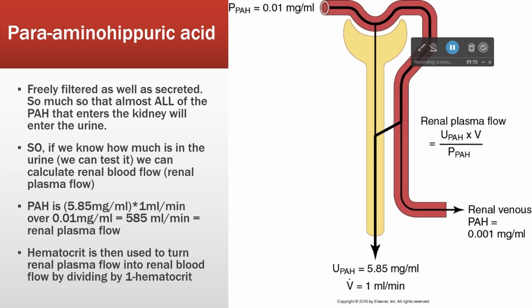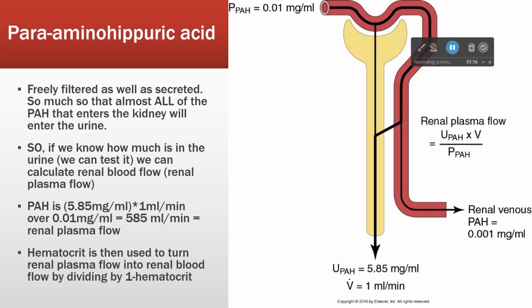Then we have PAH, para-aminohippuric acid. This is a molecule that is filtered and heavily secreted, to the point that almost all of it is removed. So here's our PAH in, some is filtered, substantial secretion, and then just a small amount remains in the blood.